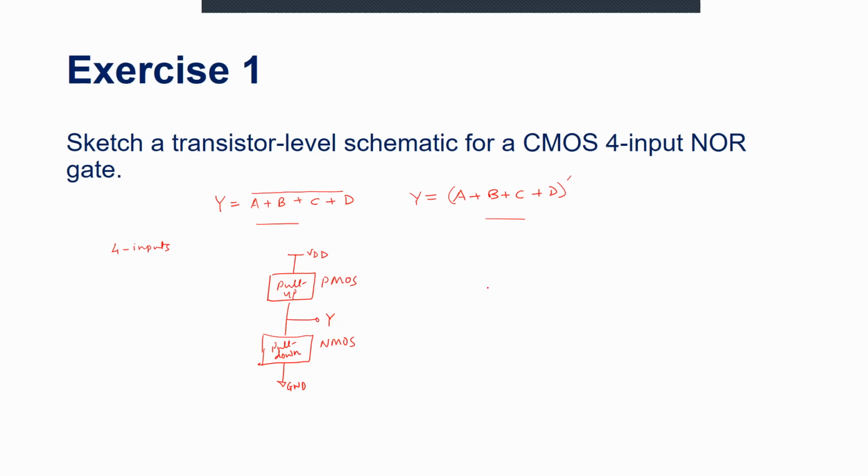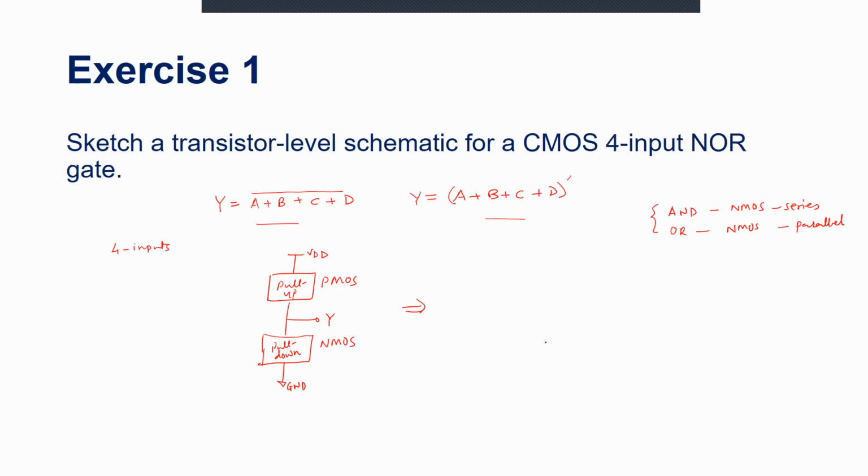So for the transistor level diagram, we know that when we have to perform AND operations, NMOS we take in series. When we have to perform OR operation, NMOS we take in parallel. And the complementary would be the PMOS: for the AND operation PMOS would be in parallel, and PMOS for the OR operation would be in series. So remember this rule, and accordingly we start constructing.